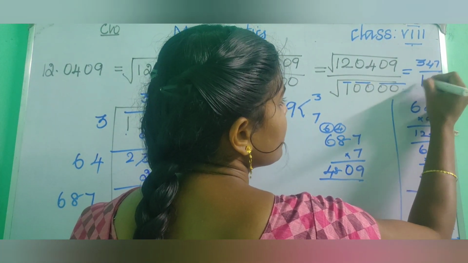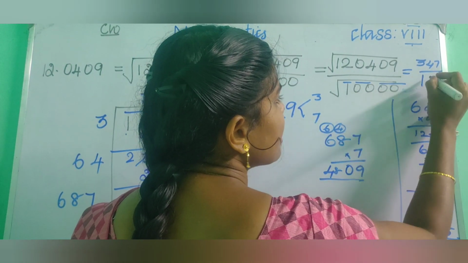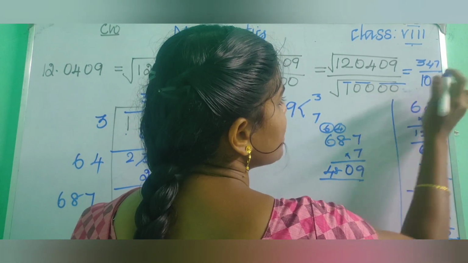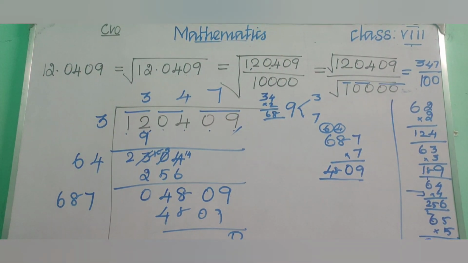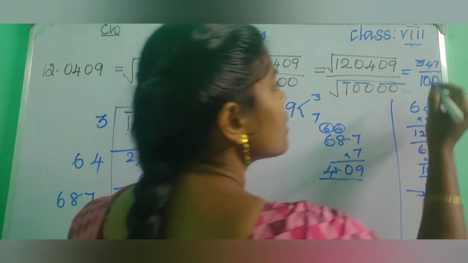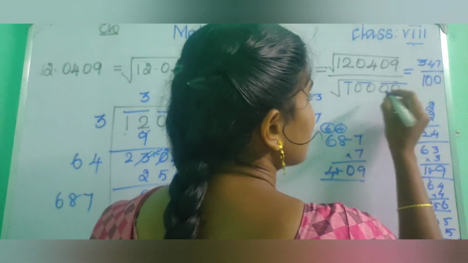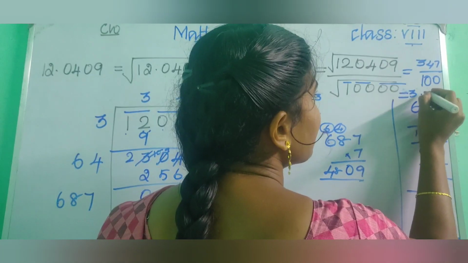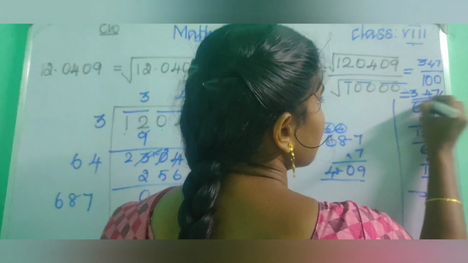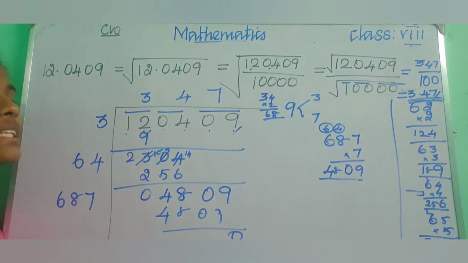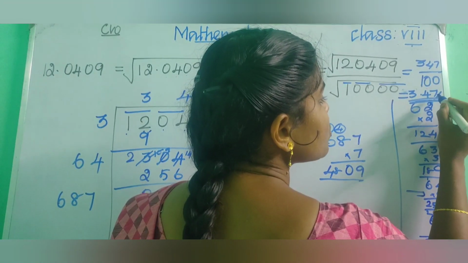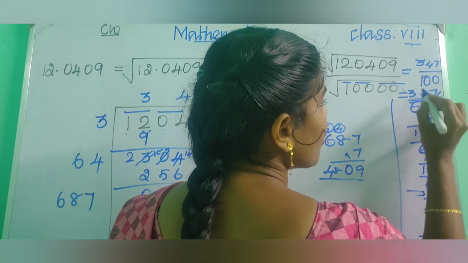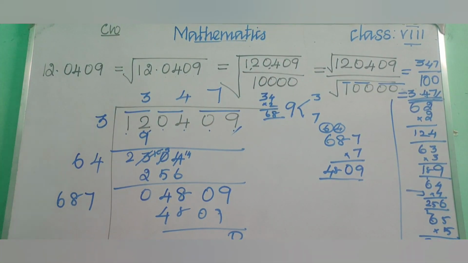So how will you write the root? We need to put 1. And then for these two digits, we can put 1 0. And for these two digits, we can put another 0. Okay, children, now we need to put the point. 2 zeros, right? So we will get the answer as 3.47. Is it clear, children? 2 zeros, 1, 2. Two digits, then place the point. Is it clear, children? Okay, we got the same answer, right?